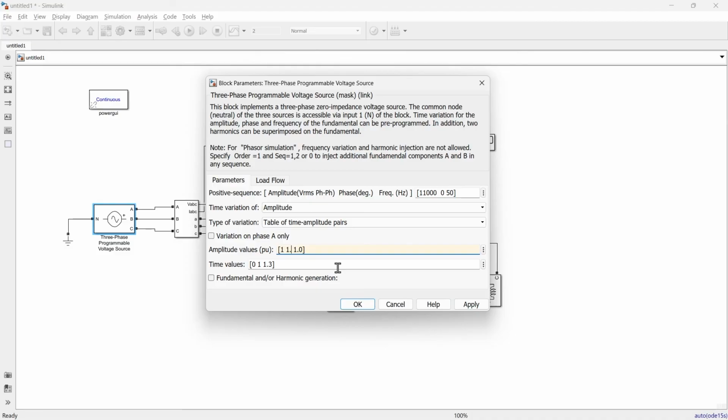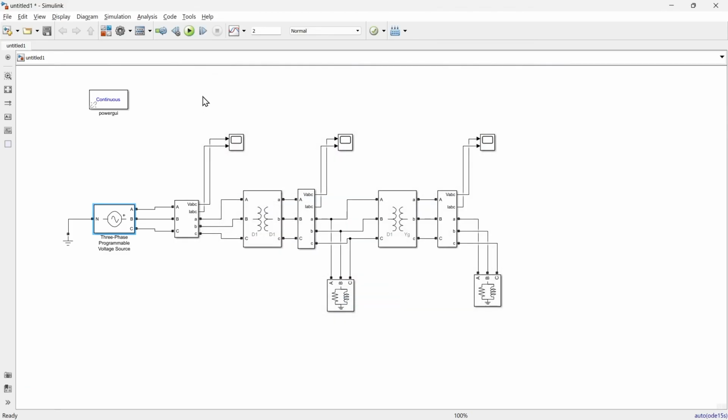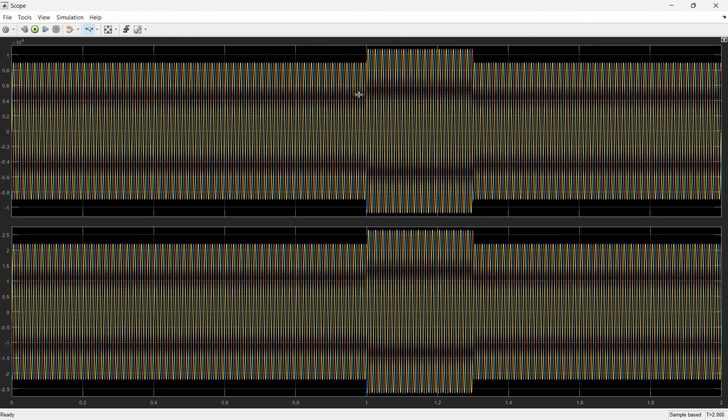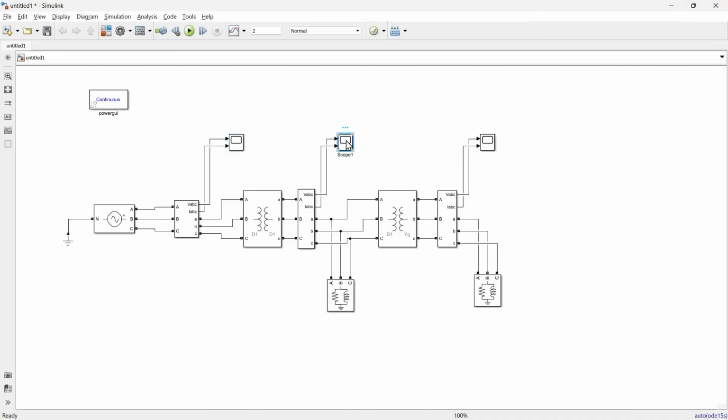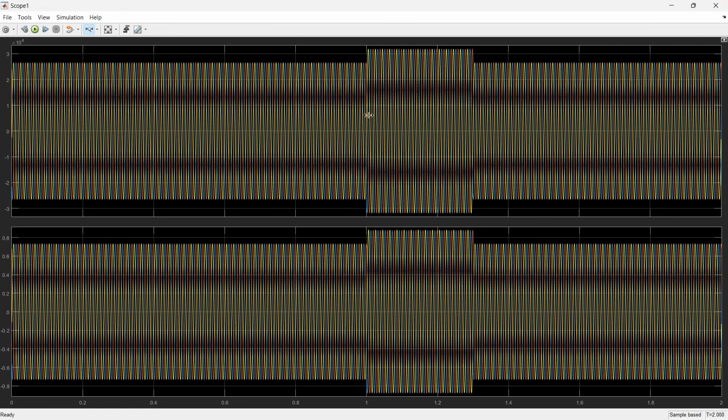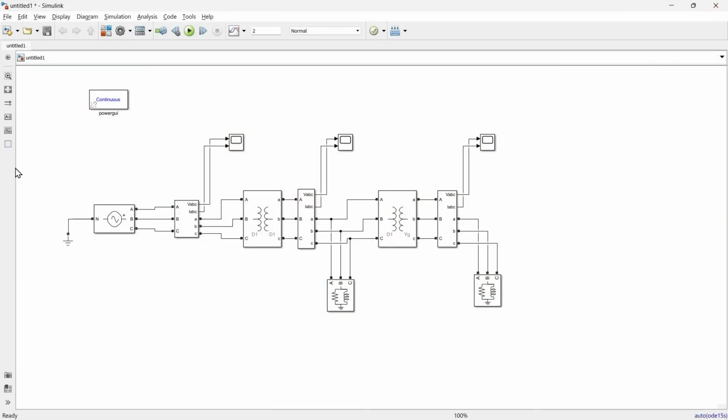So now over here, we are going to create more than 110% voltage. Let's create 1.2, right? So for the same duration, we are creating the swell now. Let's run. And here you can see the swell in the output voltage, right? Even here you can observe the swell. So that's how we can create sag and swell in this power system using this three-phase programmable voltage source.